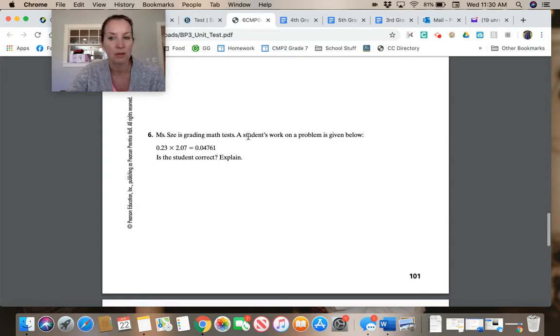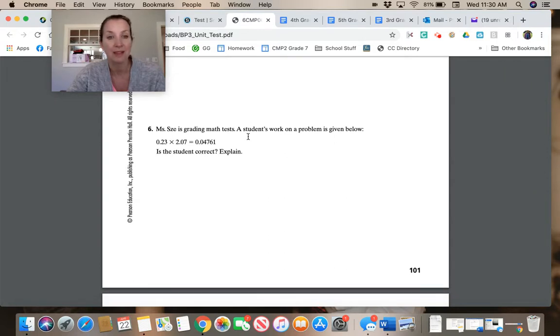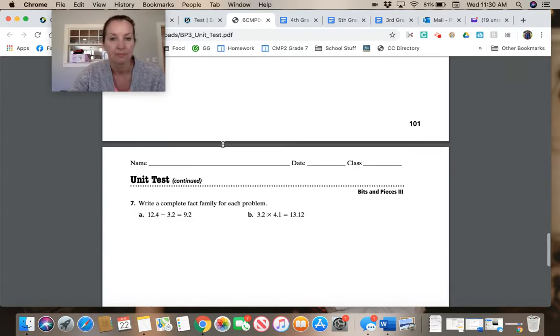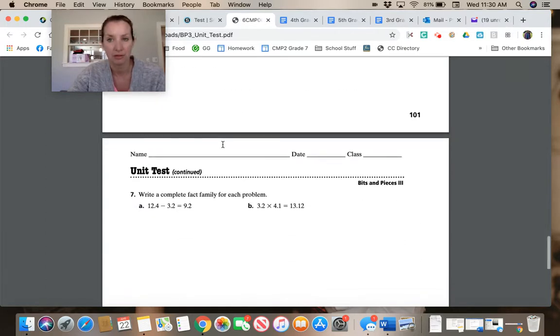And the next question, Ms. Z.C., I don't know how to say that name, is grading math tests. A student's work on a problem is given below. They say 23 hundredths times 2 and 7 hundredths is 4,761 ten-thousandths. Is that student correct? Explain. You can always explain with a number sentence.